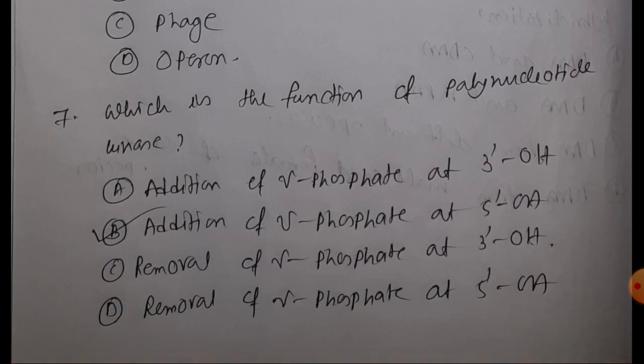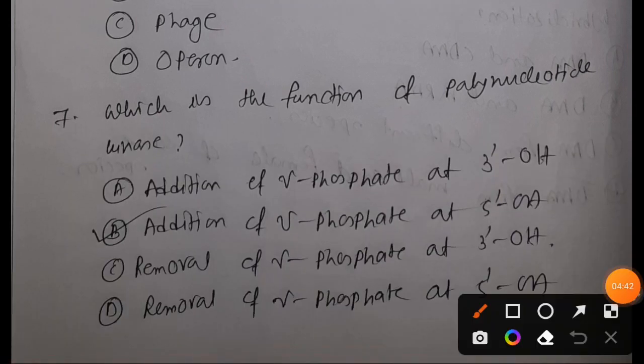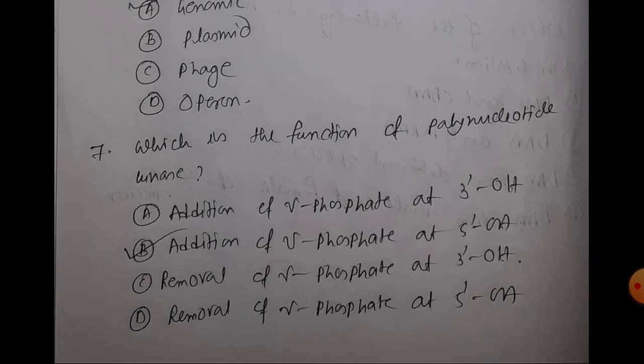So now the seventh question, what is the function of polynucleotide kinase? I have told you it adds the radioactive phosphorus group at the 5' end. So addition of gamma phosphate, or any kind of phosphate addition at the 5' end, can be done with the help of polynucleotide kinase. Okay.